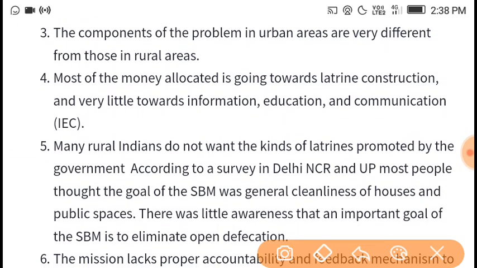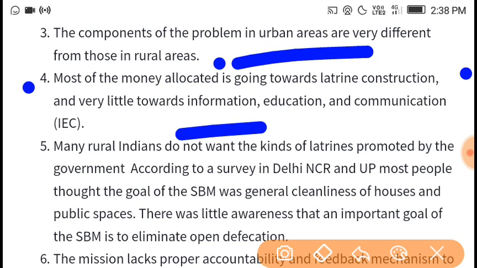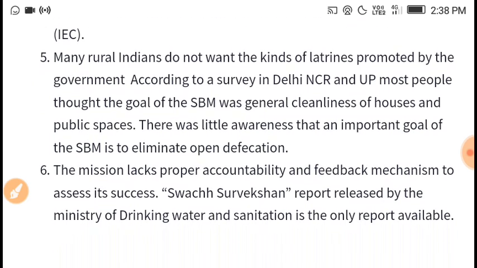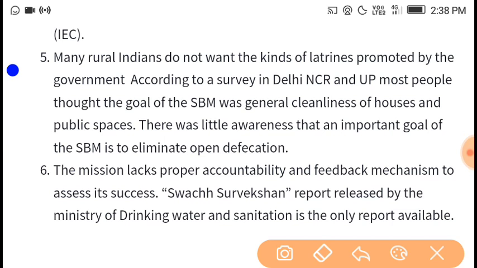The components of the problem in urban areas are very different from those of rural areas. Most of the money allocated is going towards latrine construction, and very little towards information, education, and communication, IEC. Many rural Indians do not want the kinds of latrine promoted by the government.